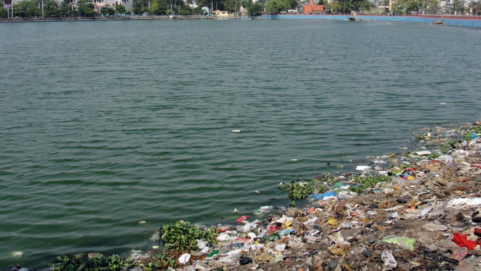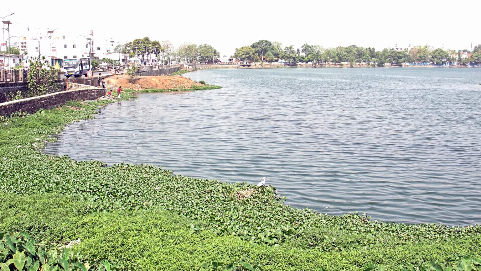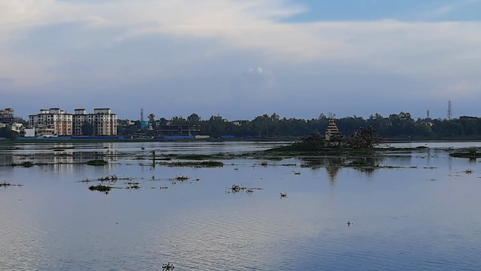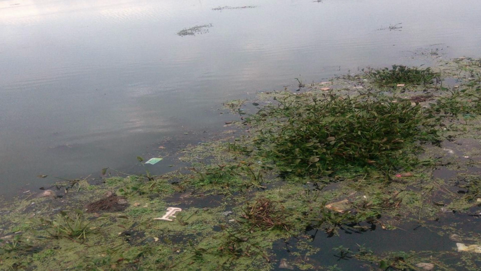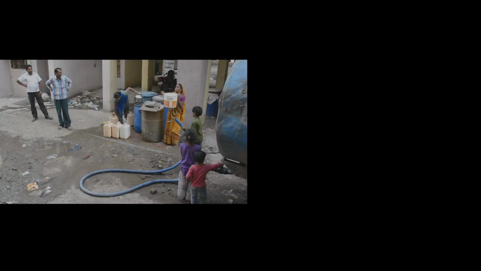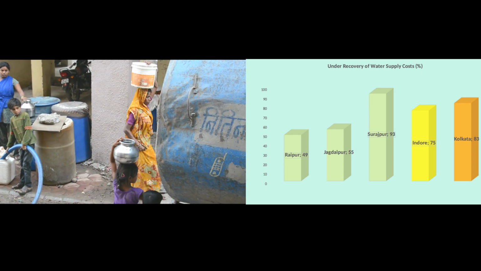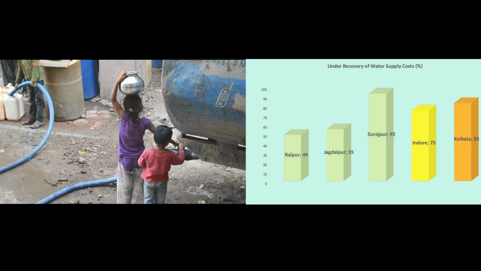However, in urban areas, due to the flow of untreated used water into these tanks, they have become polluted, as is evident from the eutrophication that has taken place in this tank, Dalpat Sagar, in Jagdalpur town of Chhattisgarh. As is evident from the graphic, the under-recovery of costs of water supply is very high in the three towns of Raipur, Jagdalpur and Surajpur in Chhattisgarh. The costs of water supply were analyzed for the cities of Indore and Kolkata also for comparison, and there too the under-recovery of costs of water supply is very high.